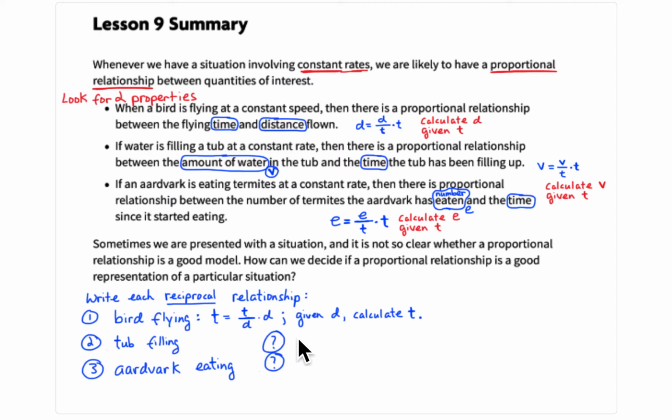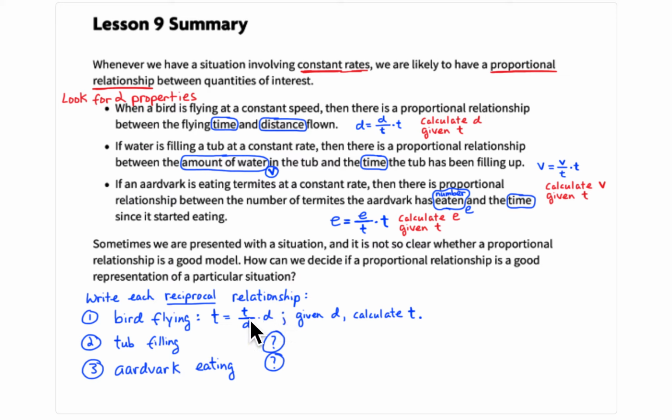So what's the reciprocal relationship going to be? Just look at what I did here. Distance is equal to distance per time times the amount of time. Think about what that distance per time is saying: distance per minute, distance per hour, and then you're given, say, 3 hours. Well, the distance in 1 hour times 3 is going to give you the distance in 3 hours. But the reciprocal relationship is time is equal to time per distance times the distance that you're given.